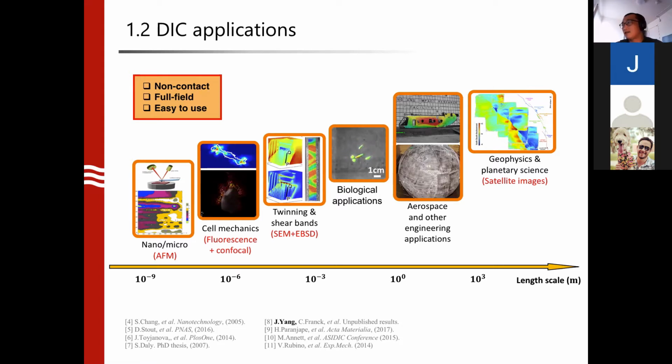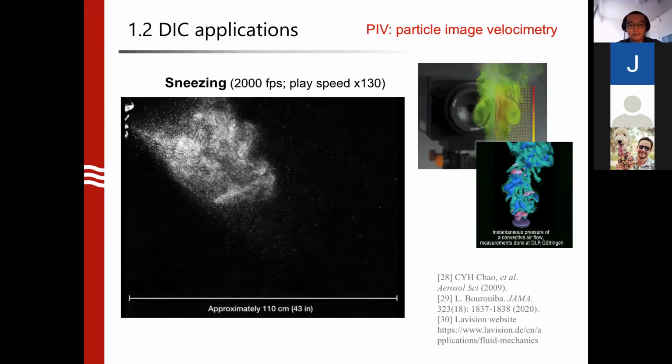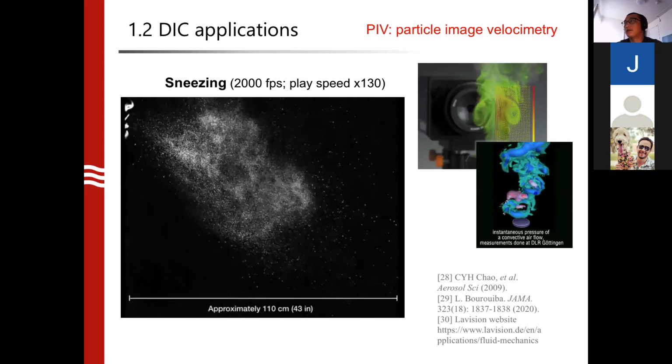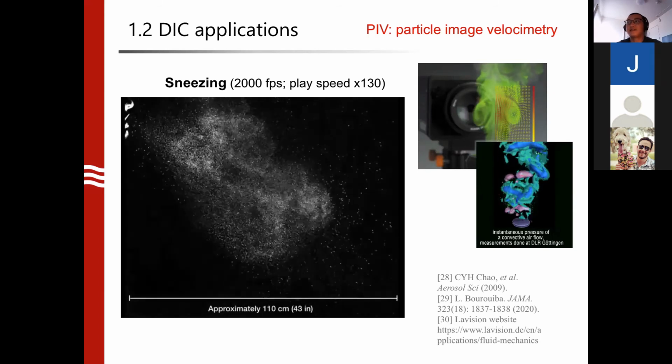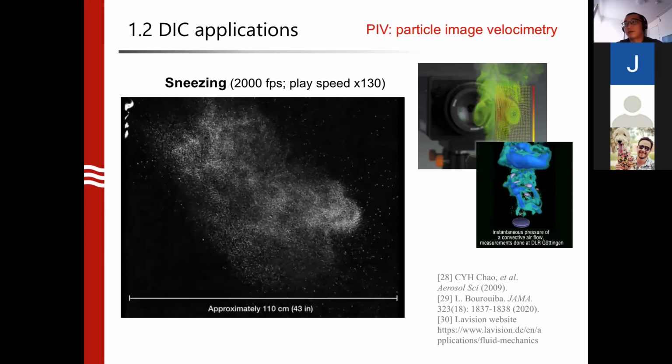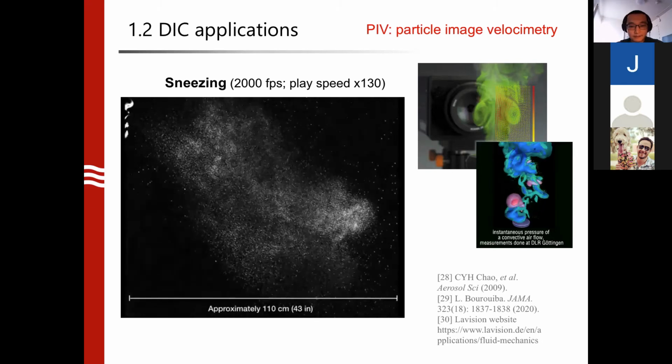And besides solid materials, in fluid mechanics, people use a similar method called PIV, particle image velocimetry. But the idea is similar. You capture some images and you do some image tracking algorithm and you measure the deformations.